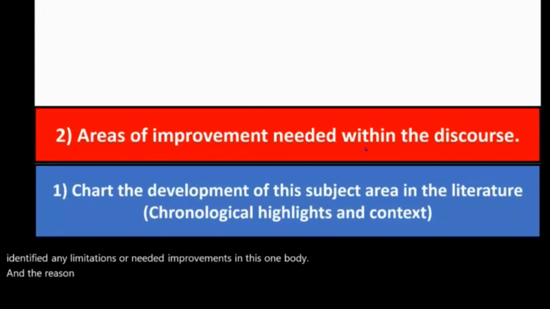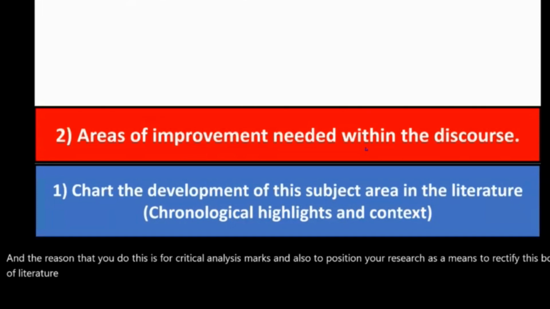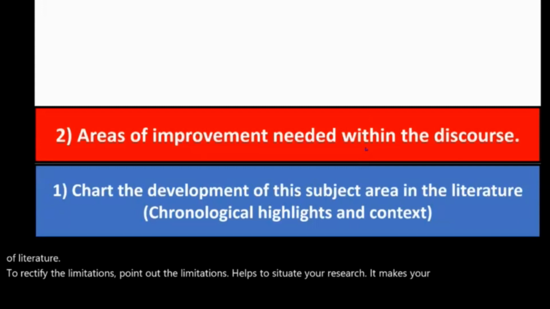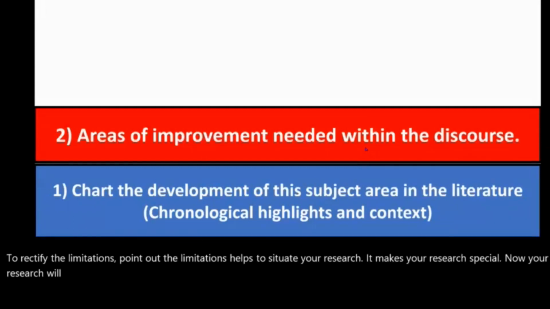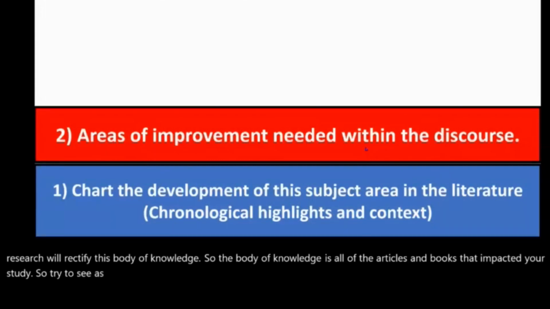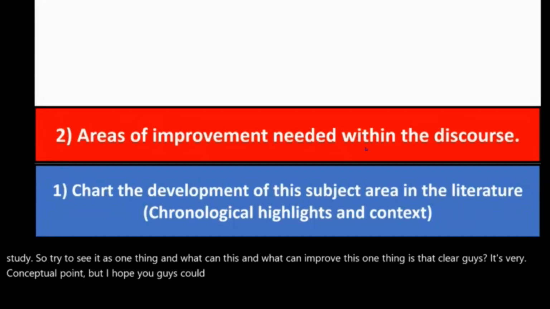And the reason that you do this is for critical analysis marks, and also to position your research as a means to rectify this body of literature. To rectify the limitations, point out the limitations, helps to situate your research. It makes your research special now. Your research will rectify this body of knowledge. So the body of knowledge is all of the articles and books that impacted your study. So try to see it as one thing. And what can improve this one thing? Is that clear, guys? It's a very conceptual point, but I hope you guys can understand what I mean by this.